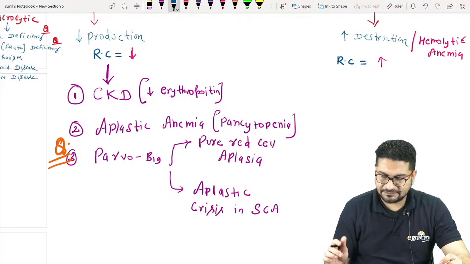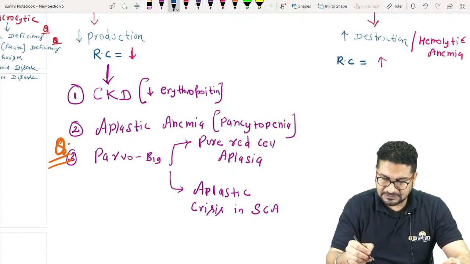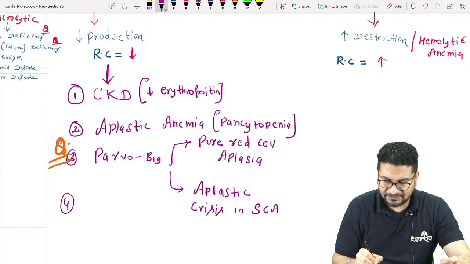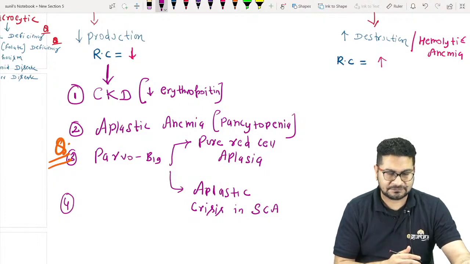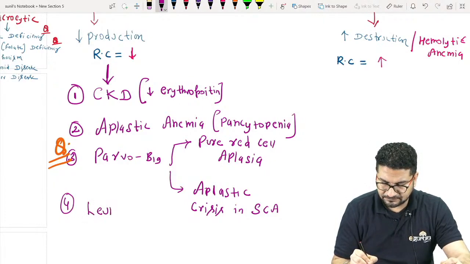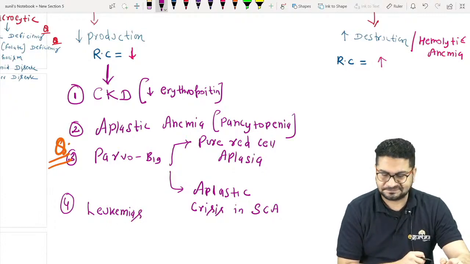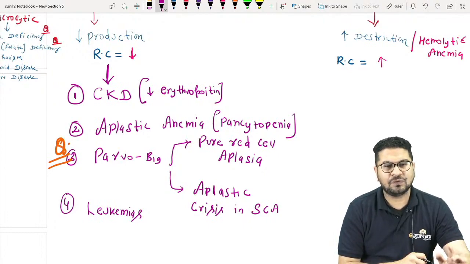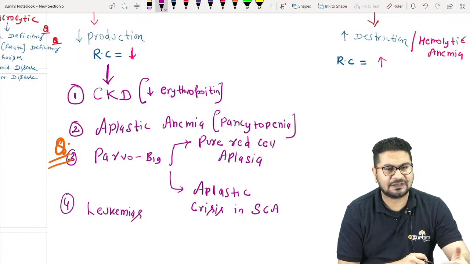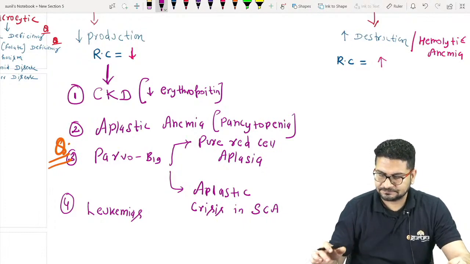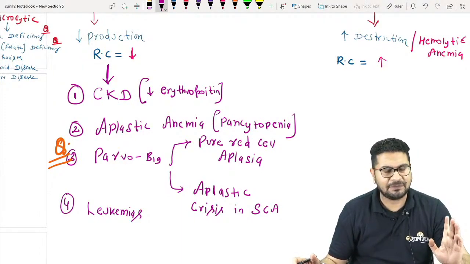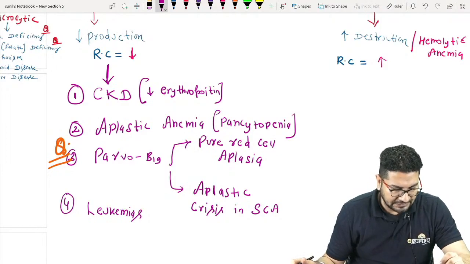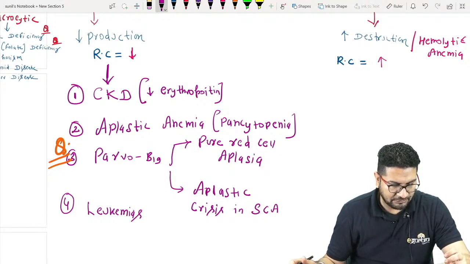There can be decreased production of RBCs whenever there are some leukemias involving your bone marrow. So hematopoietic stem cells are gone. That is, this decreased production can also occur due to some leukemias. That is cancer. So understand this, I told you there are 4 causes of decreased production: CKD, aplastic anemia, Parvo Virus B19, leukemias. Am I clear? You don't have to remember leukemia, you have to remember these 3: CKD, aplastic anemia, Parvo Virus B19.